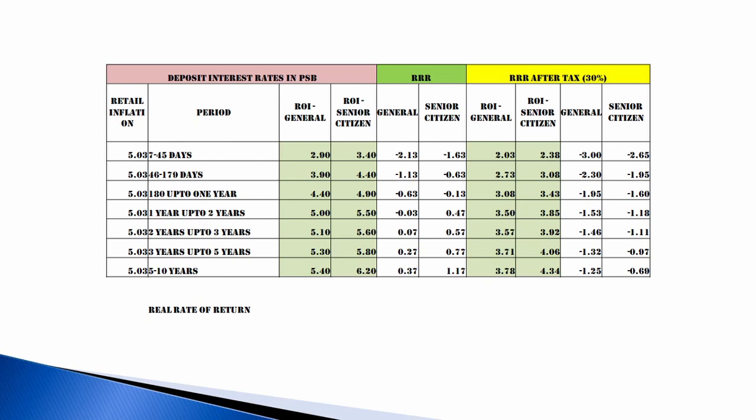Same thing, if you are a senior citizen, it is a little better. For 5 to 10 years it was 0.69% negative return. Otherwise, if the customer is in the 30% slab, whether it is 7 days or 10 years, you will get a negative interest rate return. So that is the real rate of return we have discussed.